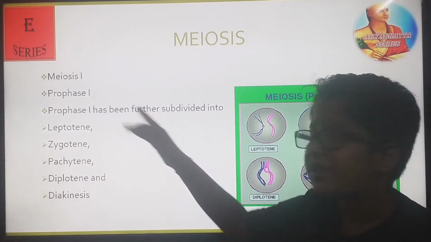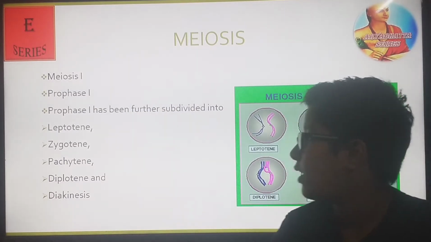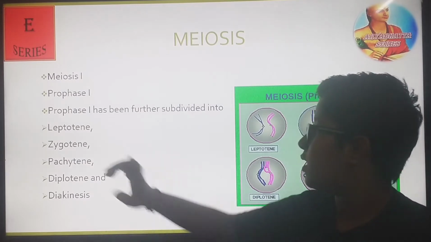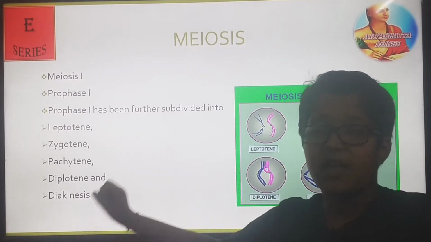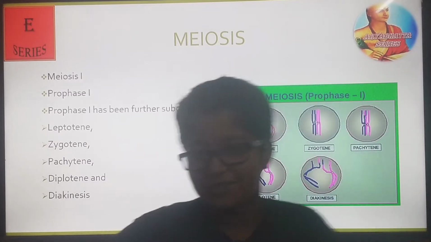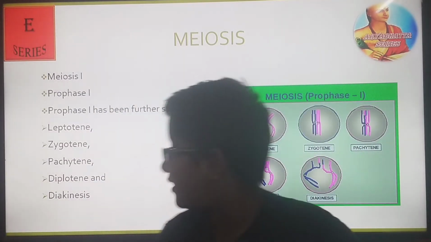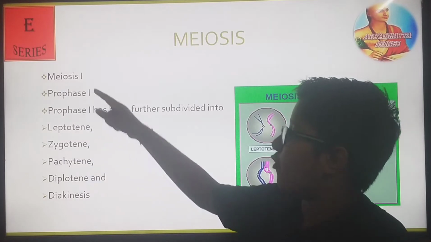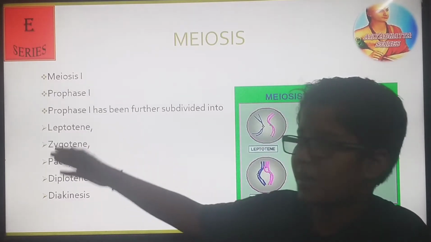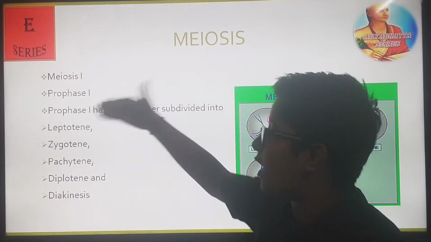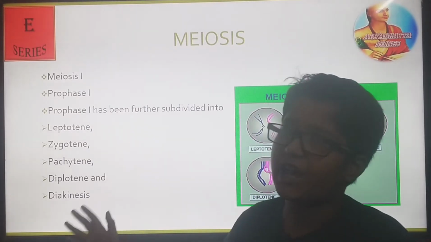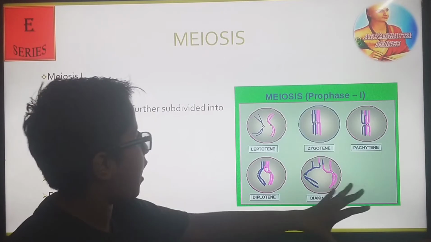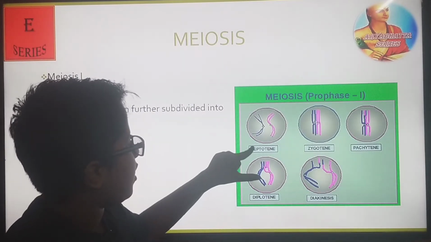Then prophase 1 is further divided into 5 parts: leptotene, zygotene, pachytene, diplotene, and diakinesis. So here you can remember it by लटकती जुल्फों पे 2 दीवारें: leptotene, zygotene, pachytene, diplotene, and diakinesis. So now let's see what happens in each of them.